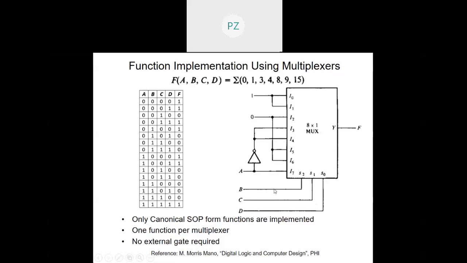I4 will be directed when I have got 1 0 0, right? So let us see, 1 0 0 is here, 1 0 0 is here, okay? And 0 is becoming 1 and 1 is becoming 0. That means this is also inverted. So the inverted version of A is given to I4 as well. I5 will be the case when 1 0 1, right? So let us see, 1 0 1 here, 1 0 1 here, and I see that this is 0 regardless of what A is. So I give a 0 at I5.